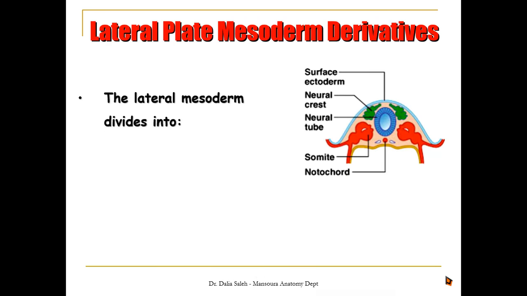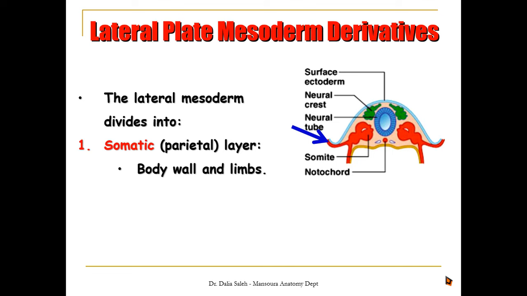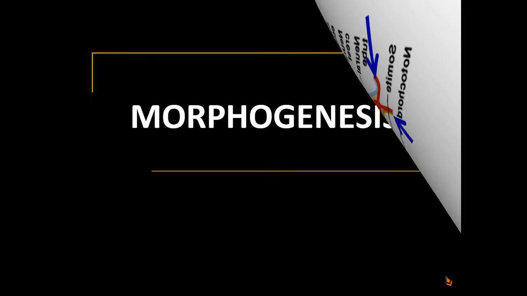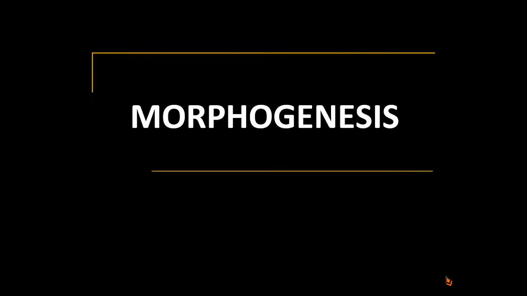The intraembryonic coelom also divides the lateral plate mesoderm into two sheets of cells: the somatic layer or the parietal layer, which gives the body wall and the limbs, and a splanchnic or visceral layer, which gives the wall of the viscera. Now let's move to the second event that takes place in the embryonic period. We call it morphogenesis, or folding of the embryo.